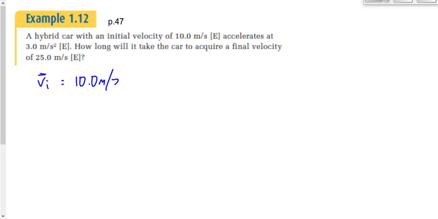That's how far I'm going or how fast I'm going at the beginning of this problem. What is the 25 meters per second? How long will it take the car to acquire a final velocity of 25 meters per second? It's going to be VF, right? My final velocity. What's this 3.0 meters per second squared?